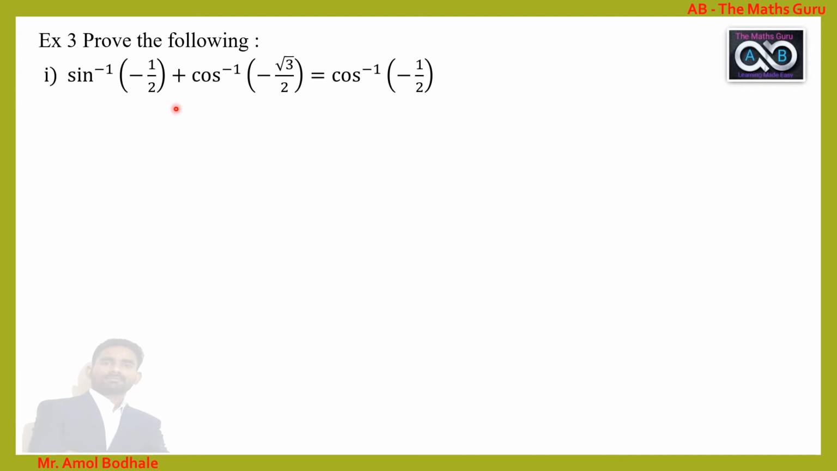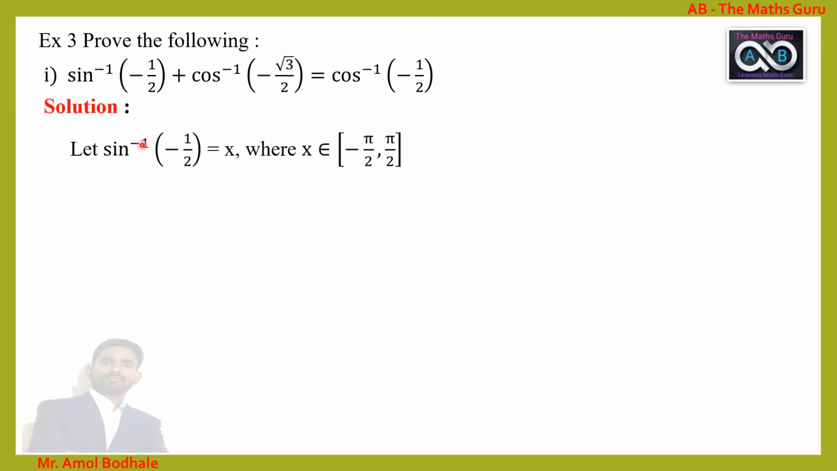To find the value of LHS, we'll suppose the first term as x and the second term as y. So let sin inverse of minus 1 by 2 be x, where x belongs to the range of sin inverse, which is the closed interval minus pi by 2 comma pi by 2. So as sin inverse of minus 1 by 2 equal to x, we can write sin x equal to minus 1 by 2. As we know, sin x is half for angle pi by 6. So therefore sin of x equal to minus sin of pi by 6.